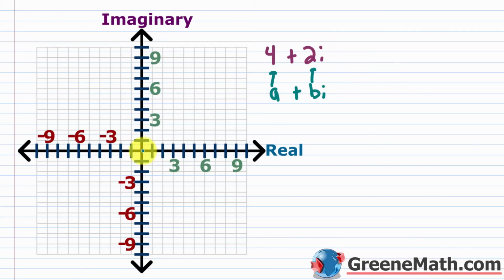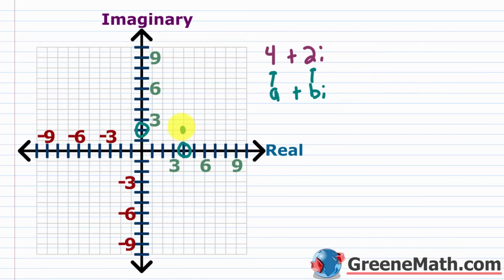So I'm looking for 4 on the real axis. So from the origin, I'm just going 4 units to the right. And I'm looking for 2 on the imaginary axis. So from the origin, I'm going 2 units up. So the meeting point between those two. So in other words, from the origin, I would go 4 units to the right and then 2 units up.